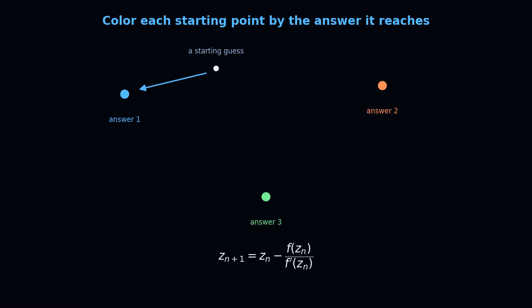Newton's method is a simple repeated rule. From any starting point, it uses the local slope, a line just touching the curve, to jump to a better guess, again and again. So color that starting point by whichever answer it finally reaches. Every point on the plane gets a color? Almost every ordinary point does, and the plane splits into colored territories, one per answer. The real question is what happens at the borders between them.